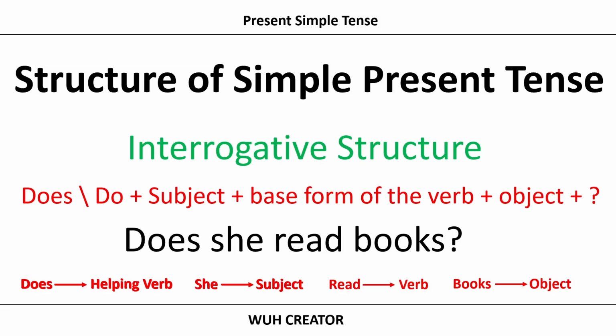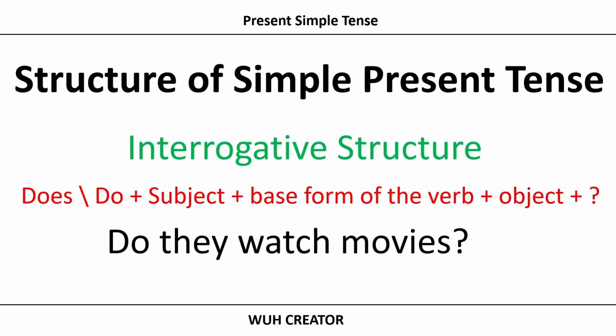If we do not use a question mark, the sentence may appear incomplete or may not be recognized as a proper question in written English. Therefore, always place a question mark at the end of an interrogative sentence. The other example is, do they watch movies? In this example, do is the helping verb, and they is the subject. Since they is a plural subject, we use do at the beginning of the sentence to form an interrogative sentence.